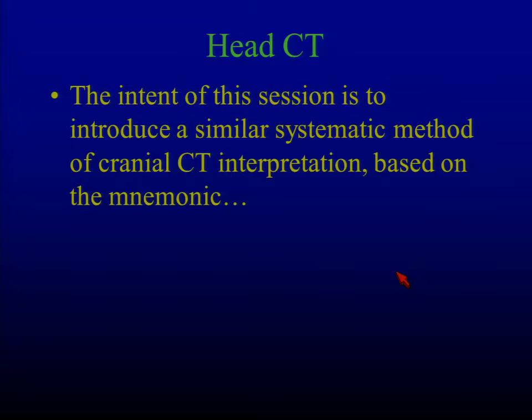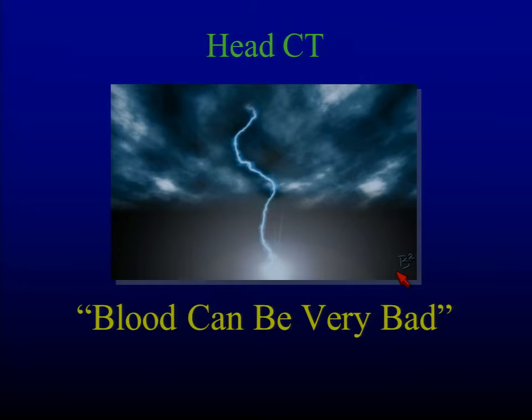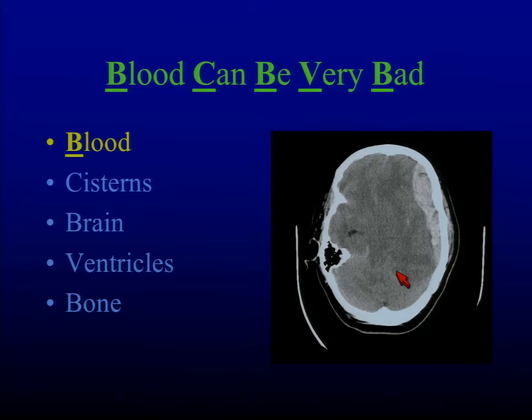I don't want residents to miss increased pressure. I don't want them to miss abscesses, tumors, subarachnoid hemorrhage. And so that's what we focused on. Came up with a mnemonic. Blood can be very bad. You can use any mnemonic you want as long as it starts with a B, a C, a B, a V, and a B. The first B is for blood.